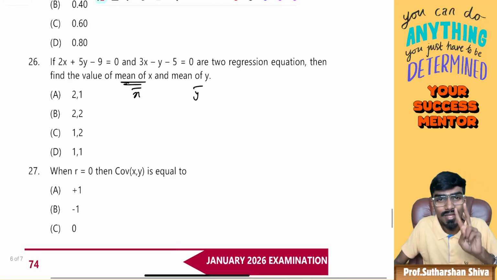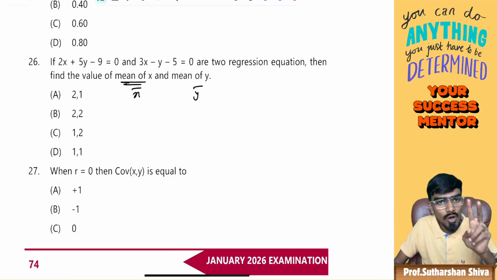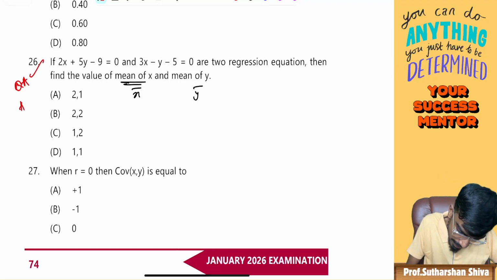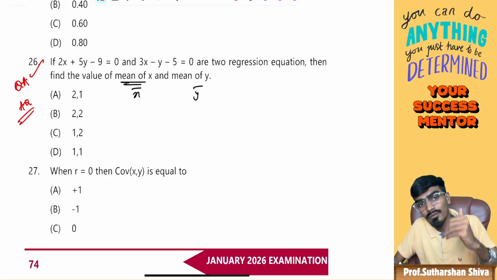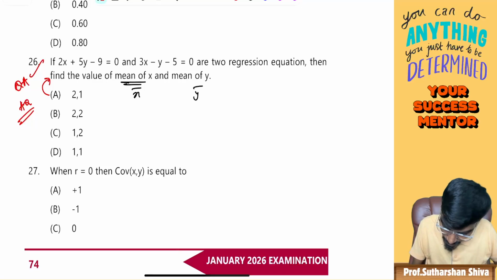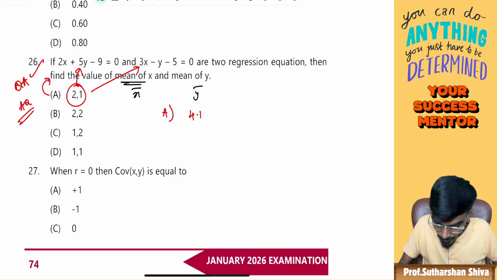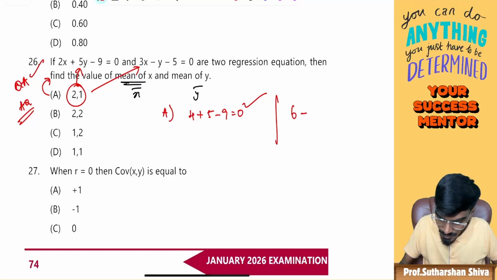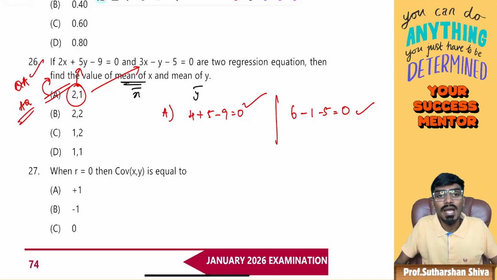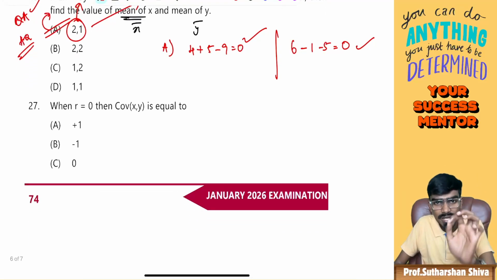In that particular case, there are two methods. One is the simultaneous equation method, or else you can substitute from the options. We will be going with substituting the options. We'll take option A and substitute both the values in both equations. 2 into 2 is 4 plus 5 minus 9 equal to 0. Yes, condition number 1 is satisfied. Come to the second equation: 3 into 1 is 3, 2s are 6, minus y which is 1, minus 5 equal to 0. Yes, all the conditions are satisfied. My answer is option A. This is what you should do in the examination, guys.